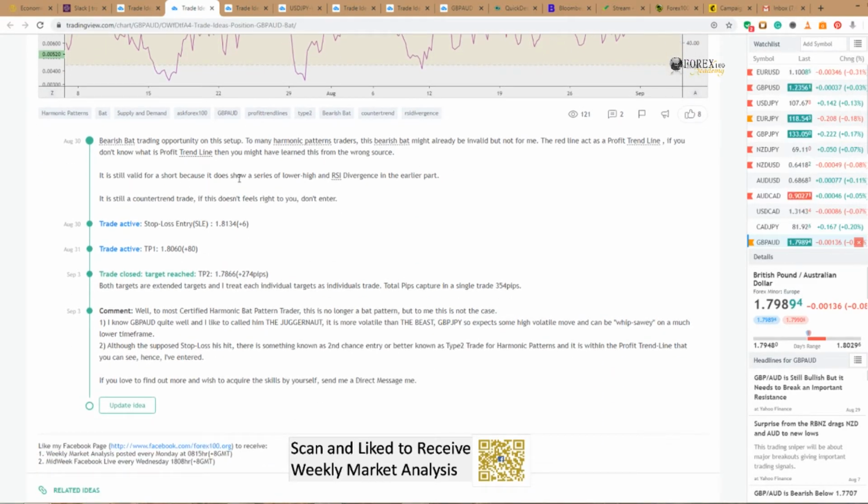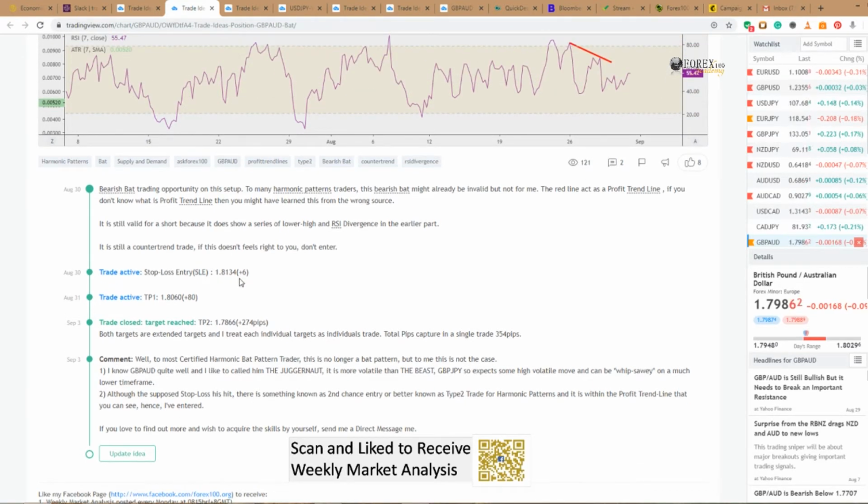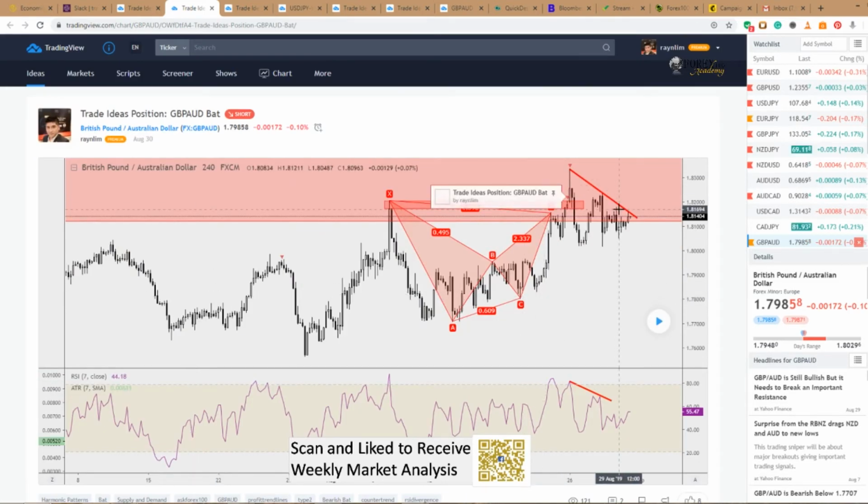So it's valid for a short because of a series of lower highs and RSI divergence on the earlier part. Counter trend trading still. If it doesn't feel right for you, don't engage the trade. So I did shift my stops to entry to protect myself before the first target was hit. The market came down. So I started to ask myself, where should I exit?